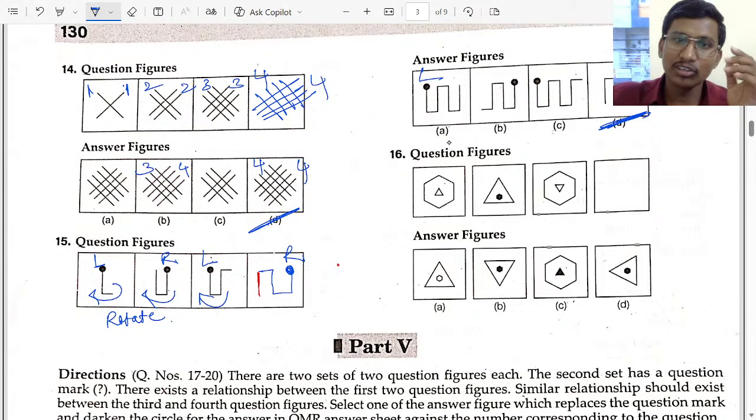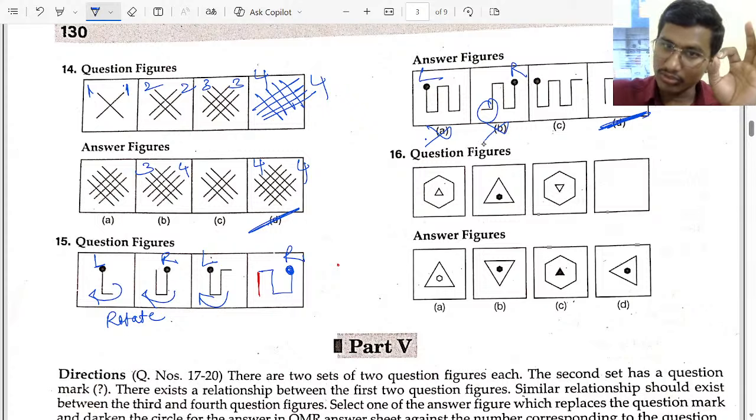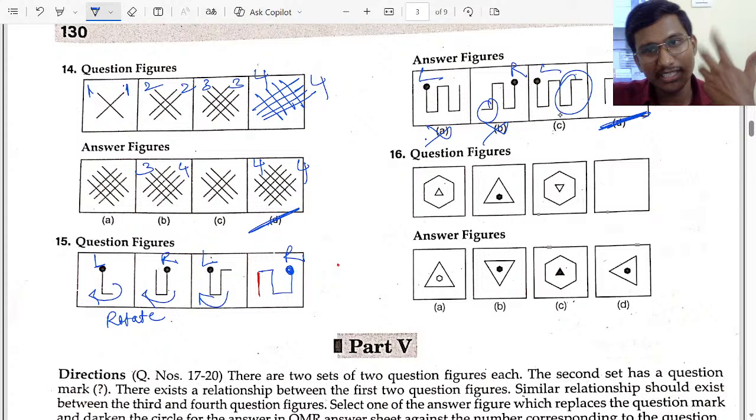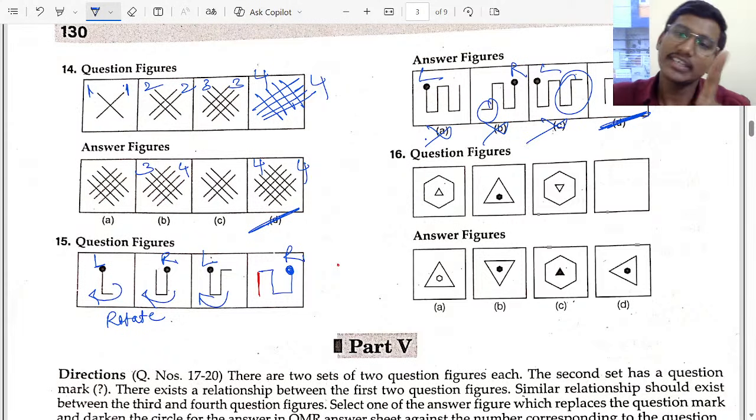Here, if you see in option A, that is left side where right side should be, not possible. This is right side, but here there is an extra line, so not possible. And in C, that is also left side, also extra lines, also not possible. This is right side and only one extra line, so that is why the answer is option D for the 15th one.